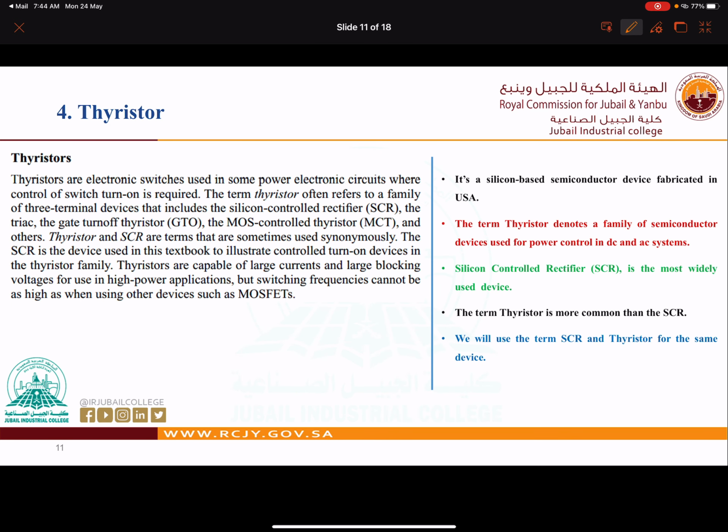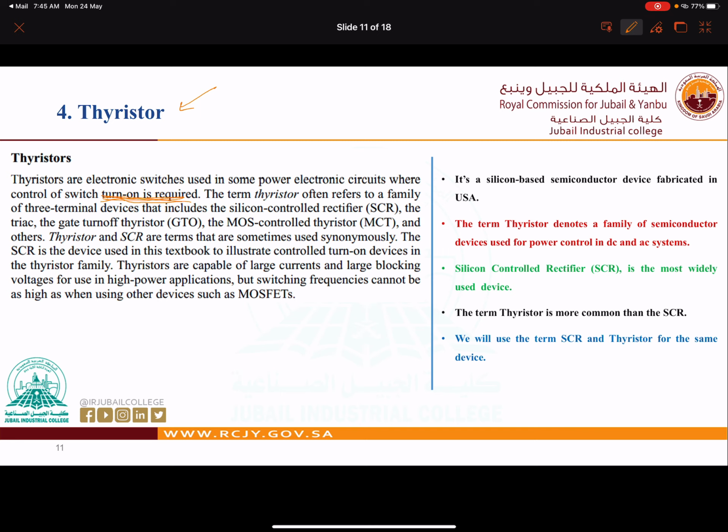Now, the second part of our lecture today is about the thyristor. Thyristors are electronic switches used in some power electronic circuits where control of switch on is required. Make sure you underline this part. So the thyristor controls the switching on. The switching on of the switch is controlled by using a thyristor, so the thyristor is controlled in turn on conditions.